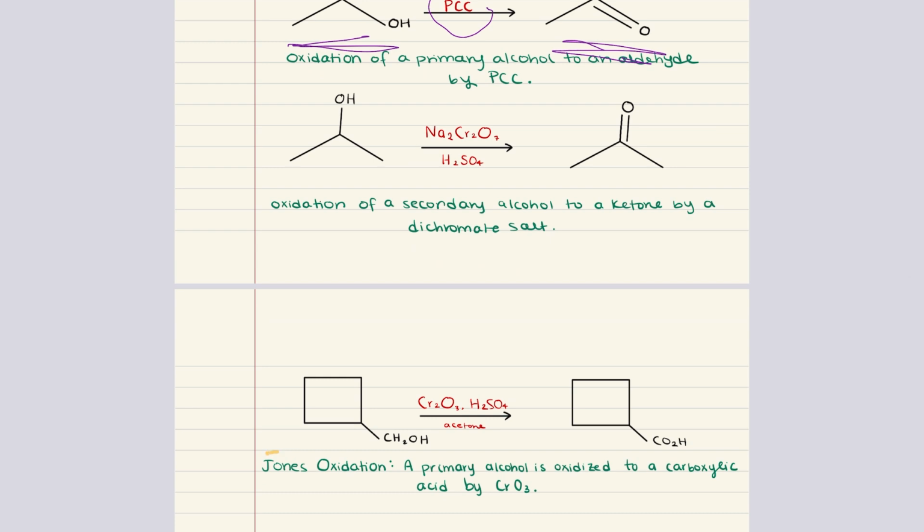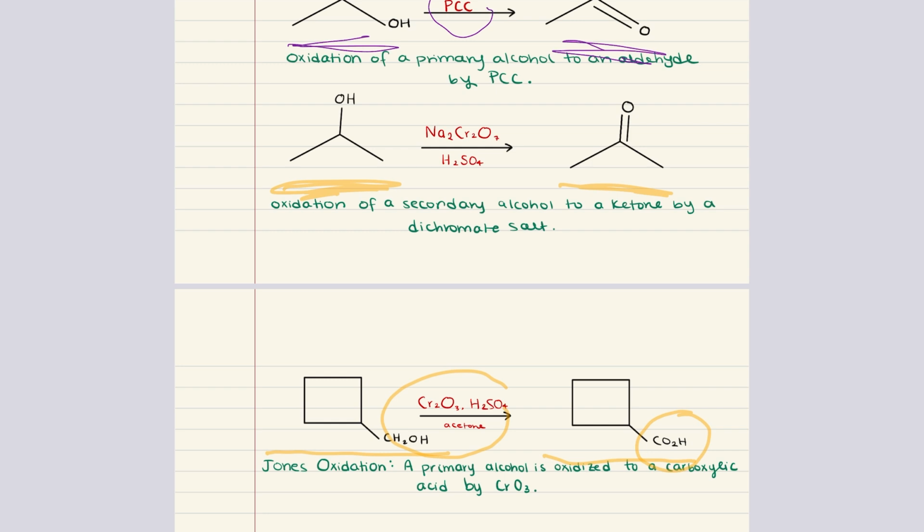However, under stronger oxidative conditions, such as with chromic acid or Jones oxidation, primary alcohols can undergo further oxidation to produce carboxylic acids. This ability to control the extent of oxidation allows for selective synthesis of different functional groups based on reaction conditions. In contrast, secondary alcohols are oxidized to ketones because they lack the additional hydrogen required to undergo further oxidation to a carboxylic acid.